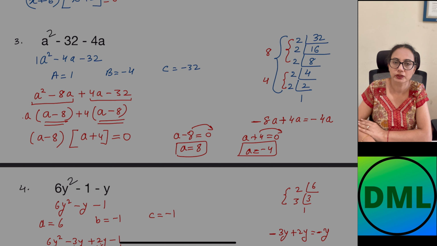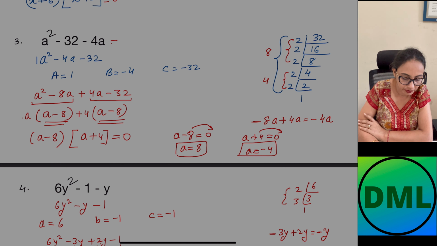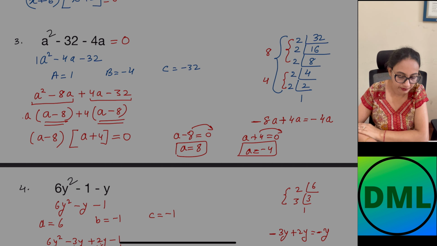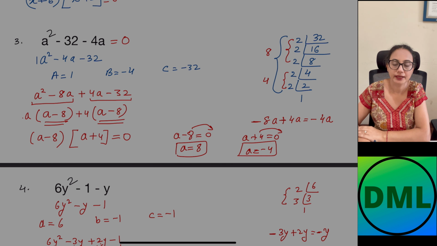If they tell you to solve the quadratic equation or find out the roots of that equation, this equation will be given to you as 0. You have to factorize this equation and you have to reach here, that is equals to 0. That means individually these brackets are 0 and you have to get the answer as a is equal to 8 and a is equal to minus 4 are the roots of this equation, or you have solved the quadratic equation.